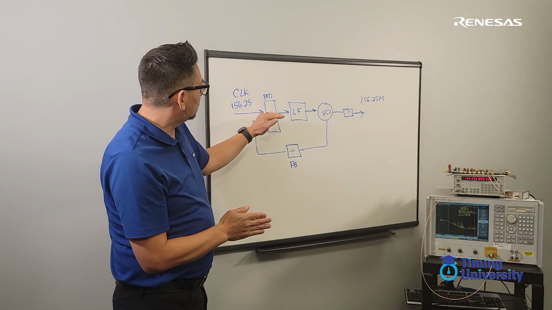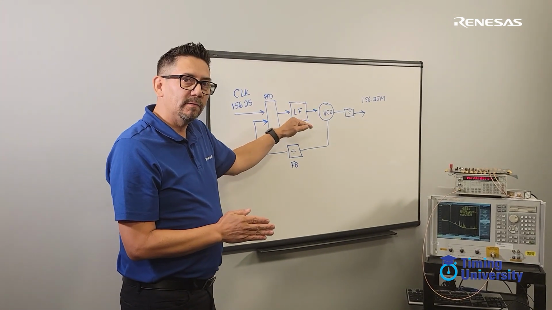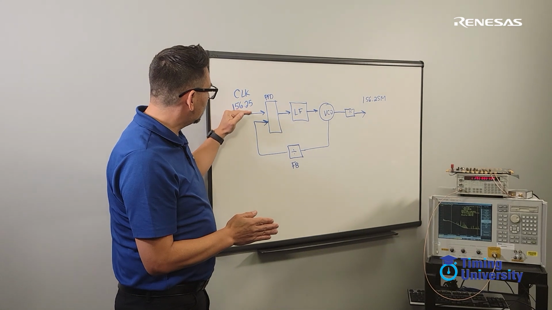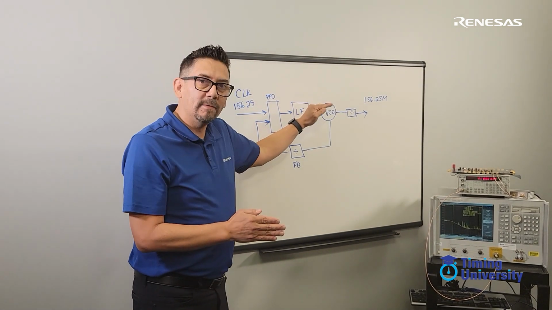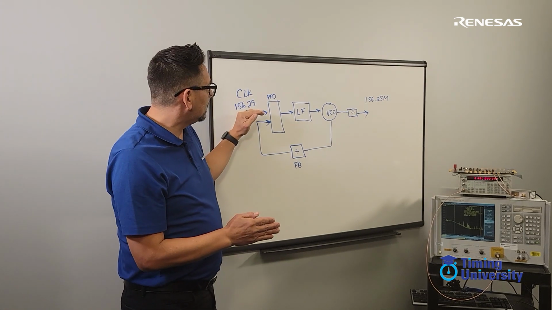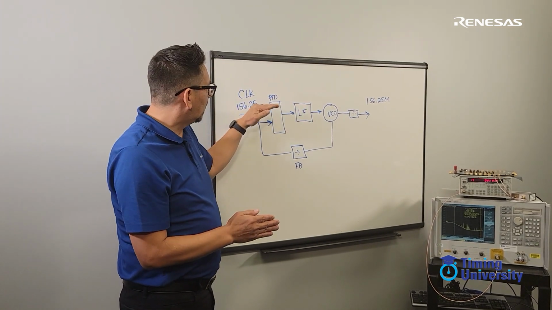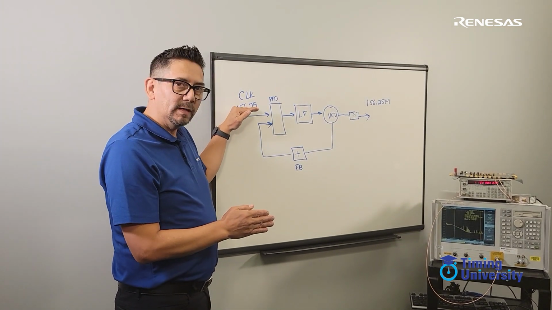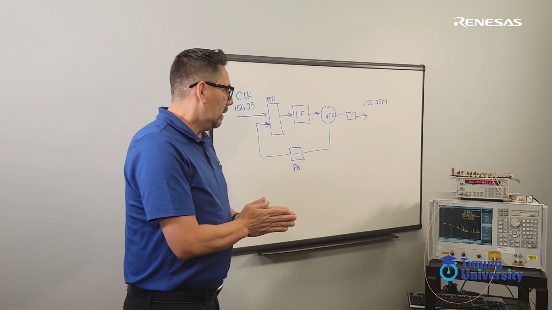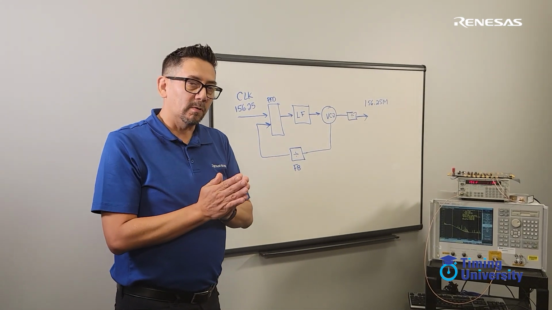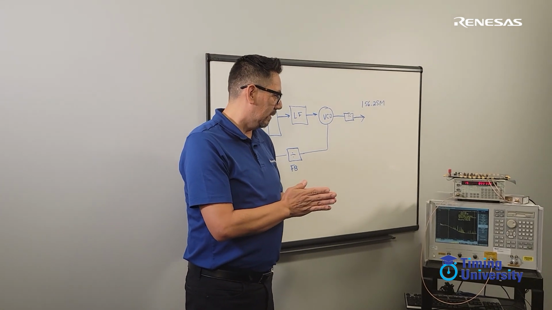Now this loop filter acts as a low pass filter. It's taking all the jitter from this clock and it's actually filtering out the high frequency noise. So in essence, it's kind of averaging the location or the phase location of this clock and sending out a clean copy. Now let me show you how that actually works by using this equipment.